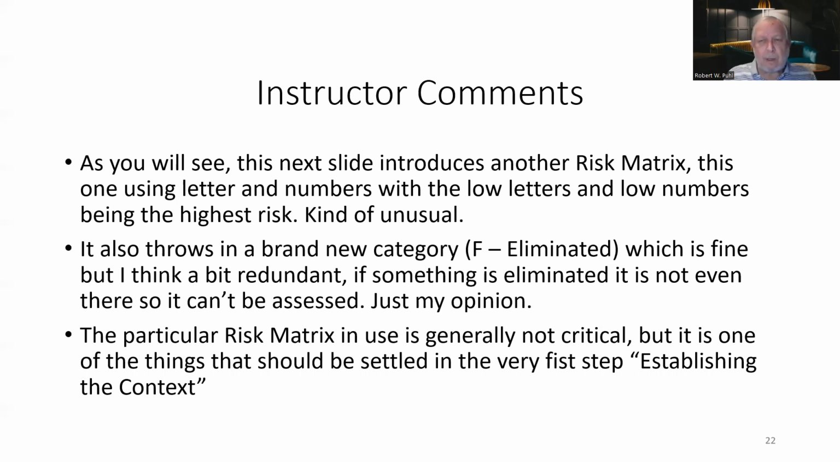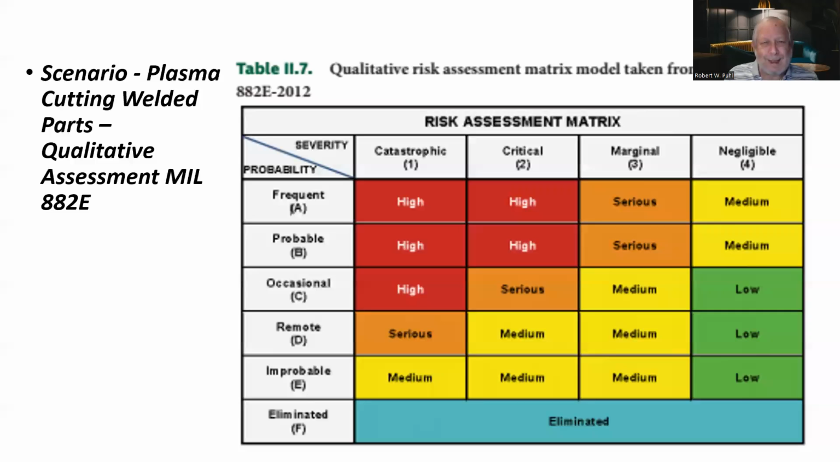This is just me, so I don't forget what to say. Okay, this is the one that we mentioned before. This is scenario 1, plasma cutting welded parts, and you can see this risk assessment matrix is 1, 2, 3, 4, 5, a 6x4, odd. Usually, like I said before, I like the 5x5. I like that 5 because sometimes you get something in the middle, and it could go either way.